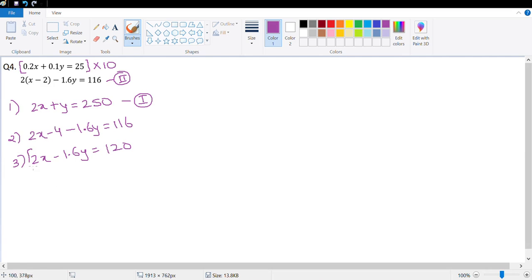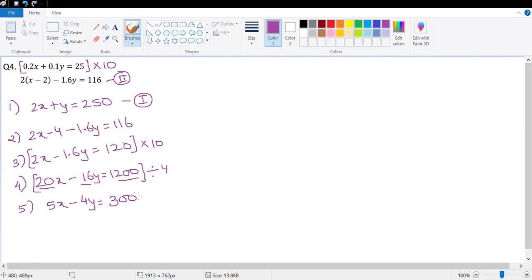Again, there is a decimal here. I wouldn't like to work with the decimal. Let's multiply with 10 to remove the decimal. So this is 20x minus 16y is equal to 1200. I notice that all three elements have 4 in common. So let's just divide it by 4. So when I divide this by 4, what I get is 20 divided by 4, that's 5x minus 4y is equal to 300. So that's the next one that we have. Let's see what we can substitute.